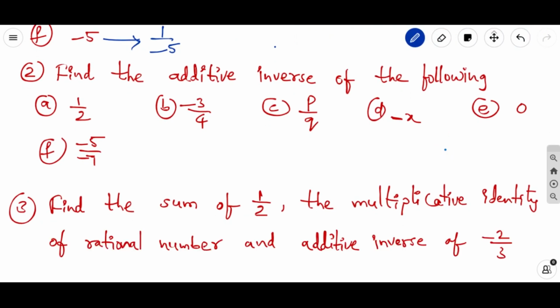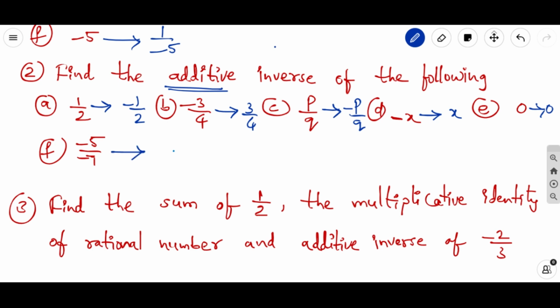Find the additive inverse of the following. Additive inverse means we just change the sign. Here 1 by 2 is positive, so the additive inverse is negative 1 by 2. The additive inverse of negative 3 by 4 is 3 by 4. You add them and check whether you get the additive identity or not. 1 by 2 plus minus 1 by 2 is 0. Minus 3 by 4 plus 3 by 4 is 0. The additive inverse of P by Q is minus P by Q. The additive inverse of minus X is X. The additive inverse of 0 is 0.